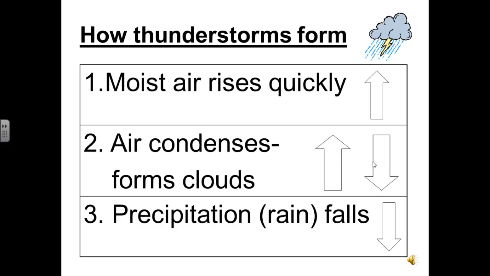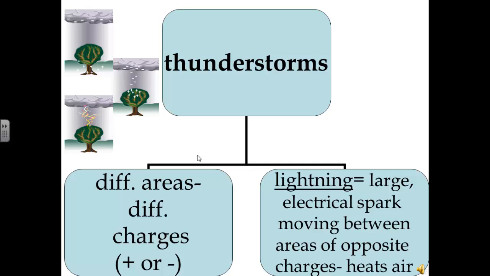Remember from the last chapter that the condensation and precipitation of thunderstorms are parts of the water cycle. Different areas of a thunderstorm cloud have either positive or negative electrical charges. They may be caused by the precipitation colliding in the air currents of the cloud.